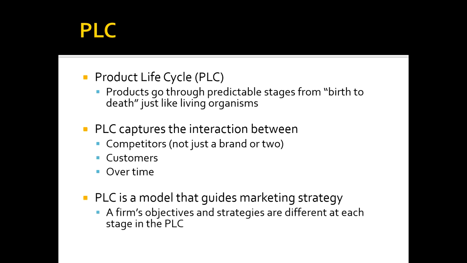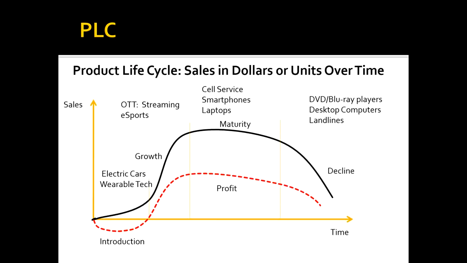And why is it important? Well, if we understand what happens during different periods for these groups of brands, it's going to help tell us what we need to do to be successful. So it helps inform us about what the key issues facing our brand are at various stages in this product life cycle. So here is what the product life cycle looks like.